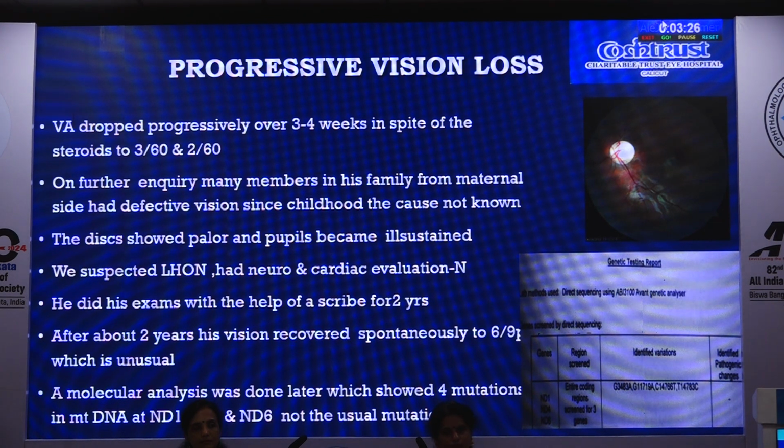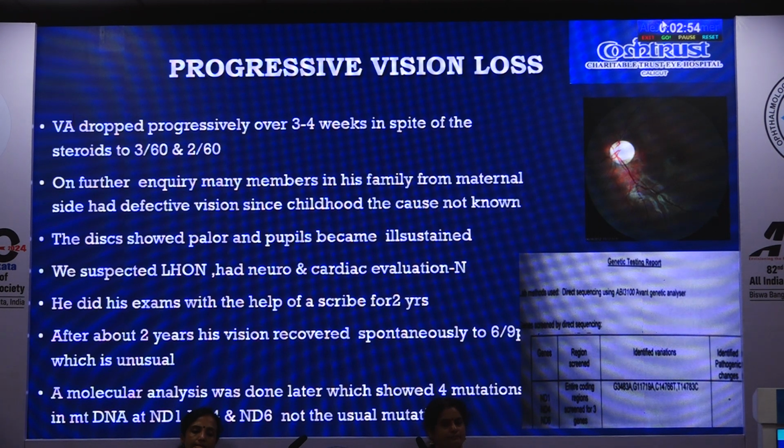On further inquiry, many members in the family from maternal side had defective vision, the cause of which was not known. The discs showed pallor and pupils became ill-sustained. We suspected LHON, Leber's hereditary optic neuropathy, and had a neuro and cardiac evaluation. He did his exams with the help of a scribe for 2 years, and after this his vision recovered to a great extent. Vision improved to 6/9, which is very unusual in these cases.